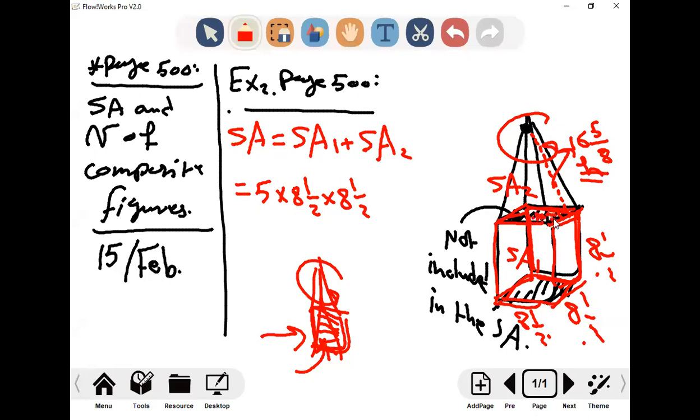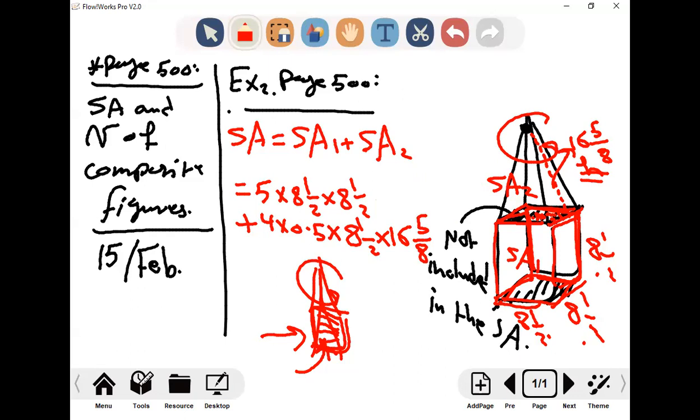But I won't include the square. If it's alone, I will find it. If it is composite, I won't. It is an inner face. You understand me? Plus the other one: multiply the area of one triangle, half times base 8.5 times the height, plus 4 multiplied by half, which is the area of one triangle, half b h, or 1/2 multiplied by the base, which is 8.5, multiplied by the height, which is 16 and 5/8.